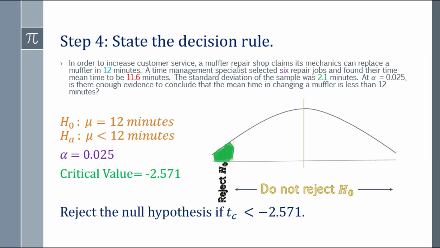Ngayon, step 4, state the decision rule. We have to reject the null hypothesis if ito daw ay less than sa negative 2.571. Pag nag-fall daw yung value ng t sa negative 2.571, pag ito ay less than, sabihin, i-reject natin yung null hypothesis. Okay. So, syempre, kapag hindi natin siya i-reject.